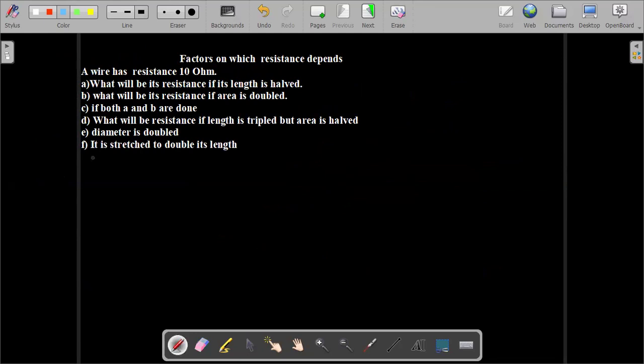So for A, what will be its resistance if its length is half? We first write for the original resistance. The formula for original resistance R is R equals rho L by A, considering the length to be L and area to be A. Then we write for the new resistance. R dash will be equal to rho, which remains the same, and as per the equation the new length has become half, so you write L over 2 divided by area. Area is still the same.